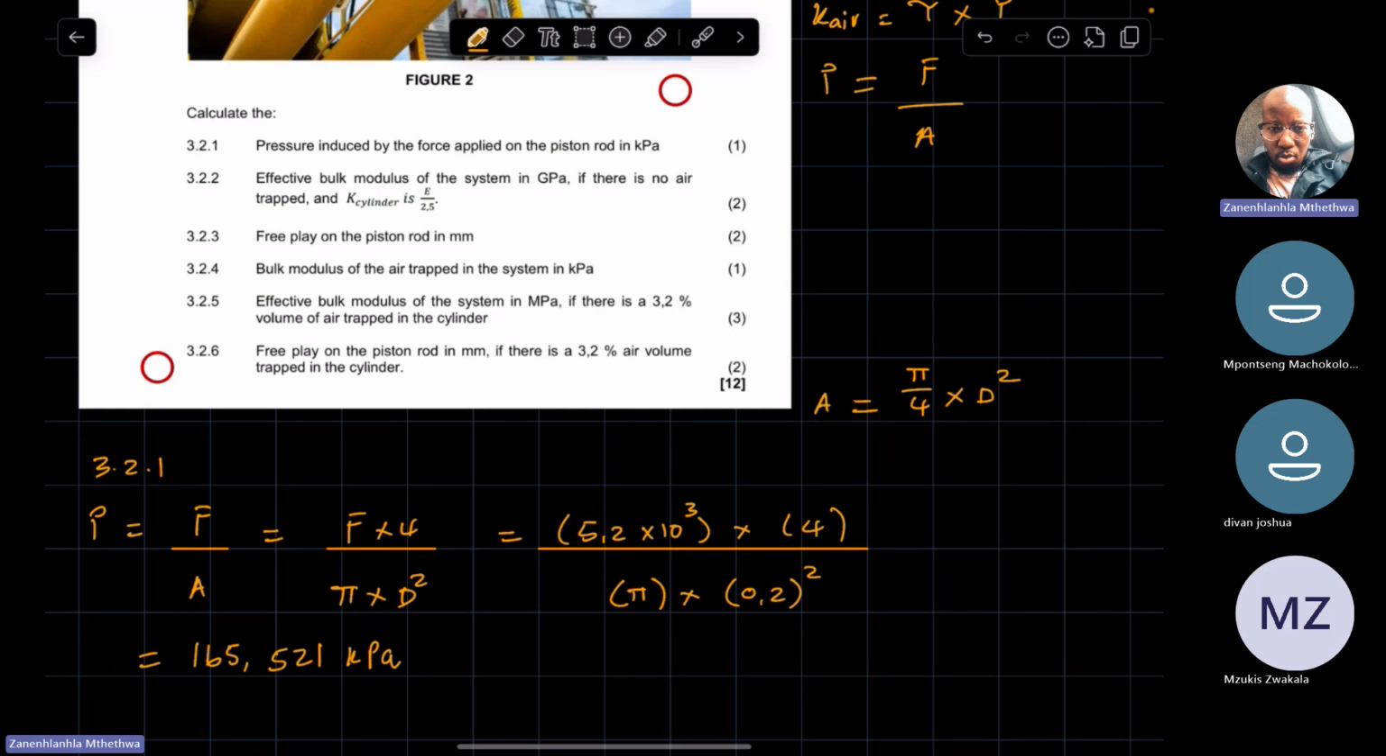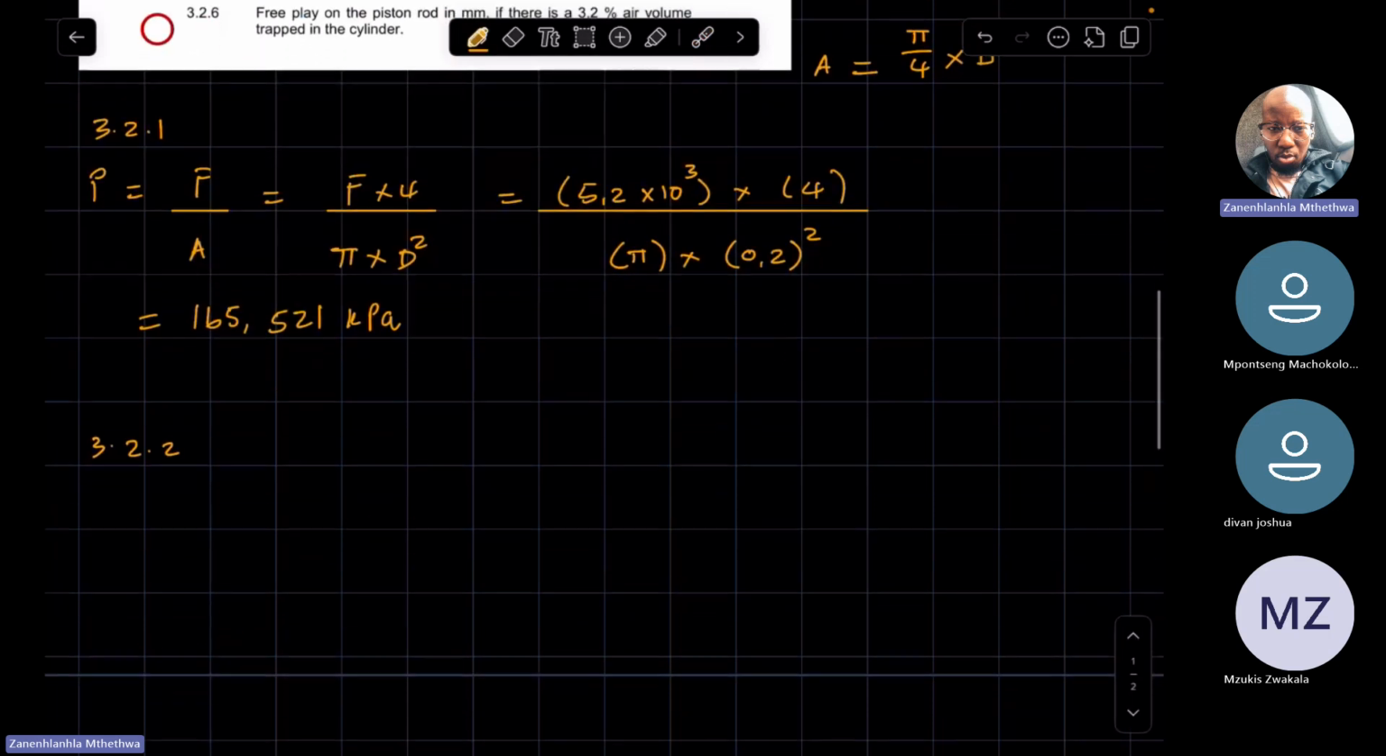Calculate the effective bulk modulus of the system in gigapascals if there is no air trapped and K cylinder is equal to E over 2,5. So they want us to calculate the effective bulk modulus of the entire system, assuming that there is no air trapped in the cylinder, and given that the bulk modulus of the cylinder is equivalent to the Young's modulus of the material divided by 2,5.